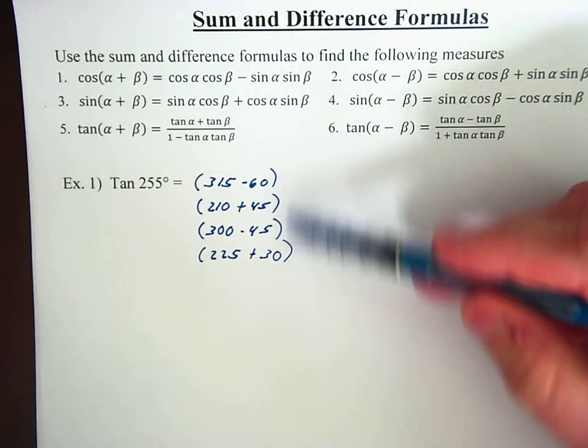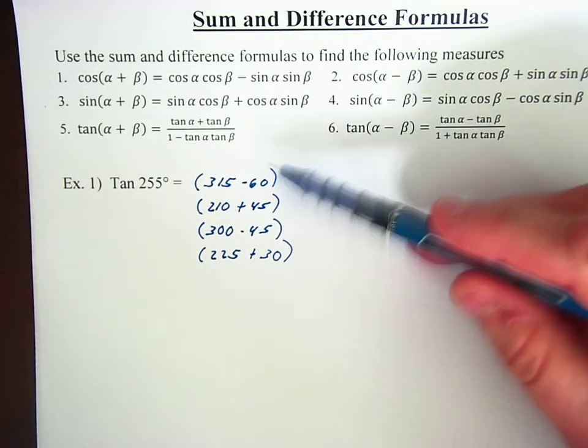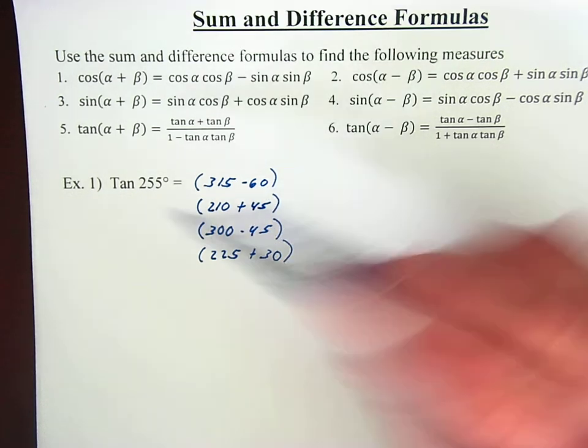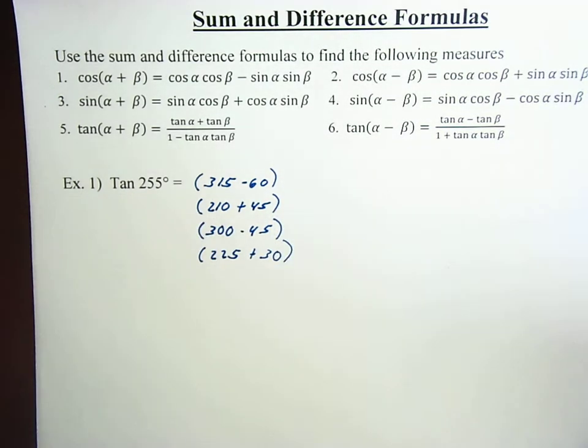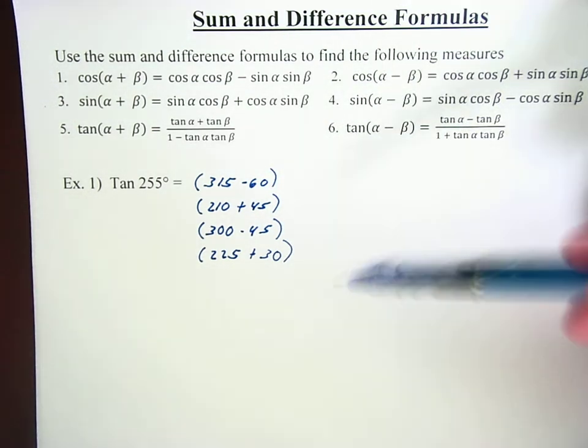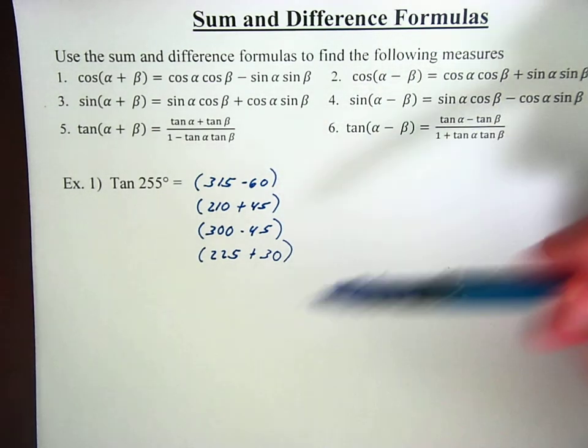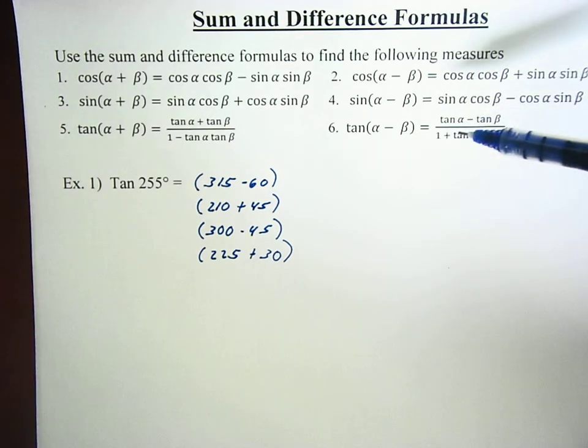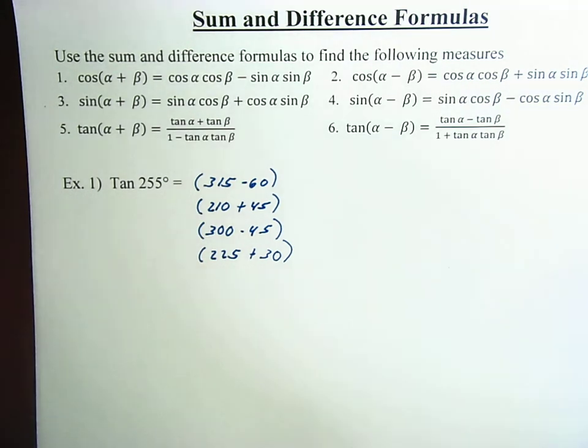So I've given you four examples right here of two numbers that either add up or subtract to equal 255 from the unit circle. And technically you can use any of these, but I'll tell you right now, two of the four here you definitely don't want to use. And I'll just tell you why first, and then I'll show you why later on.